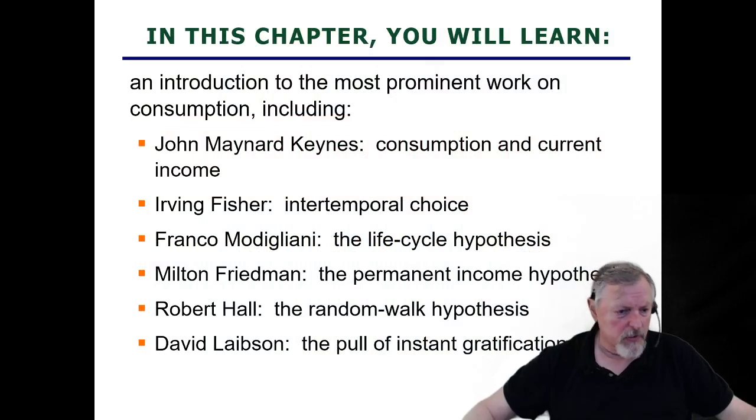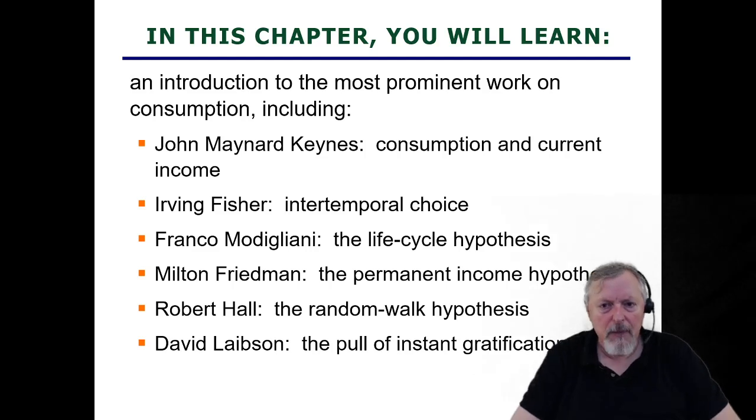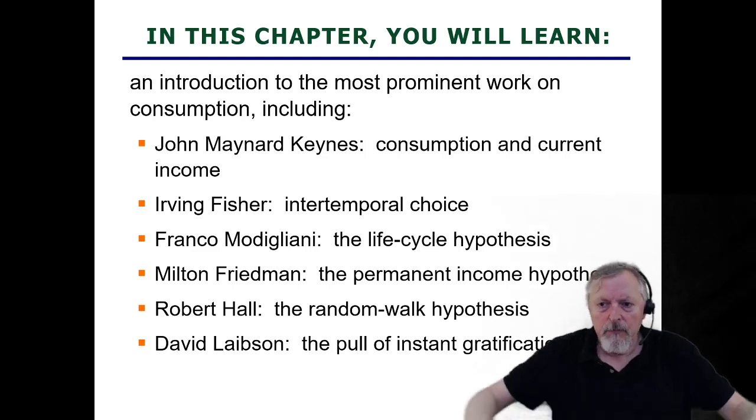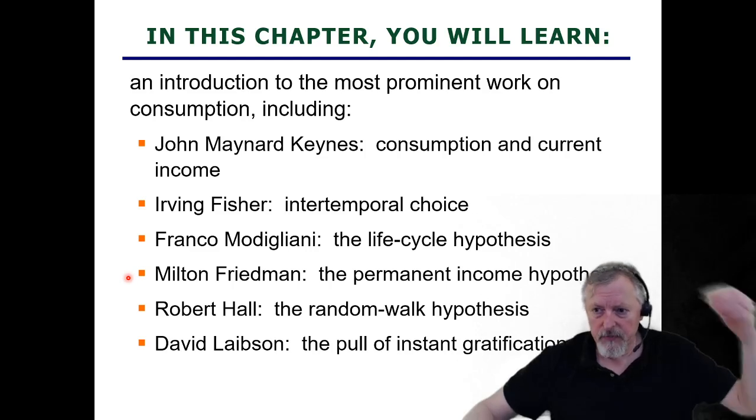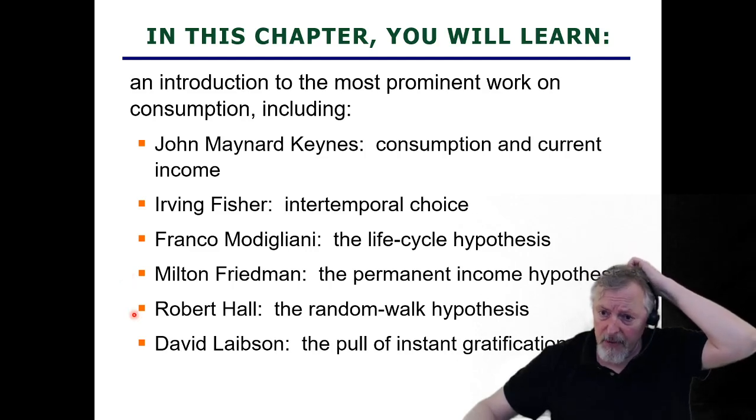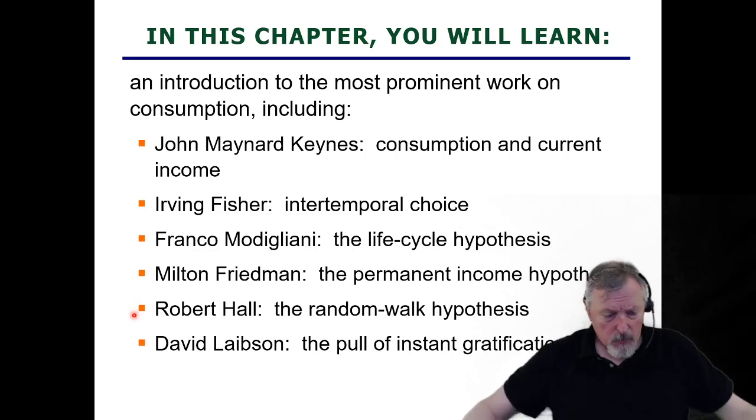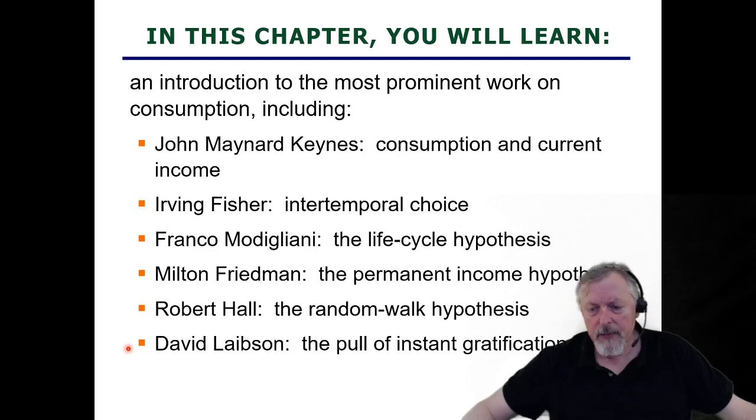This chapter is structured to follow more or less the history of thought on the micro aspects of macro theory. First, we're going to look at the Keynesian consumption function, then at Irving Fisher's model of intertemporal choice, then the life cycle and permanent income theories of consumption. Then we'll see how combining the permanent income hypothesis with rational expectations gives us the random walk hypothesis. And last, we'll look at much more recent work, bringing insights from behavioral econ into macro.